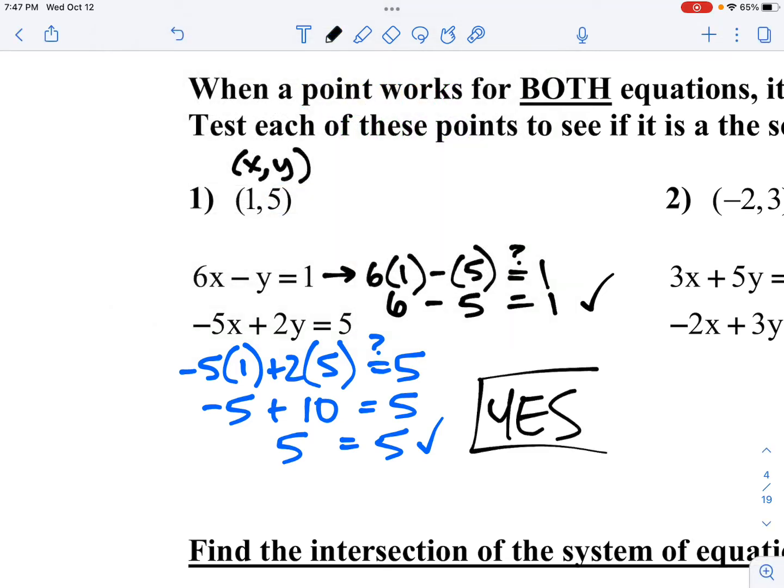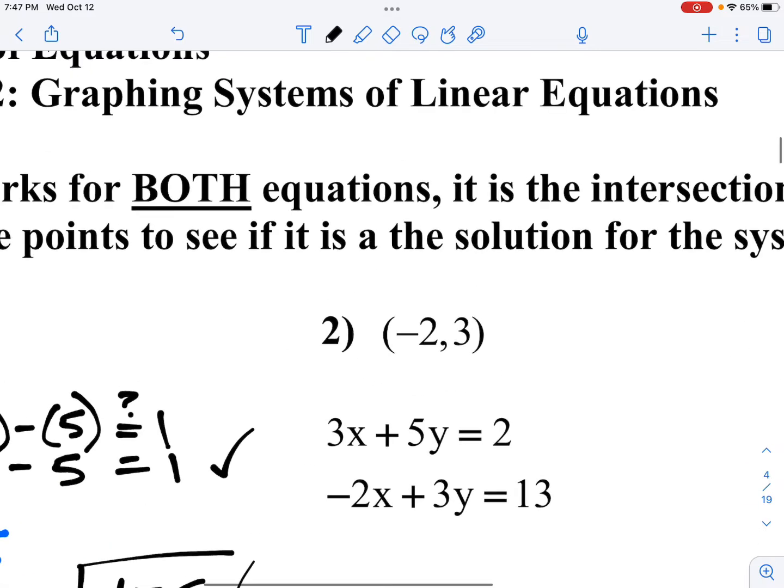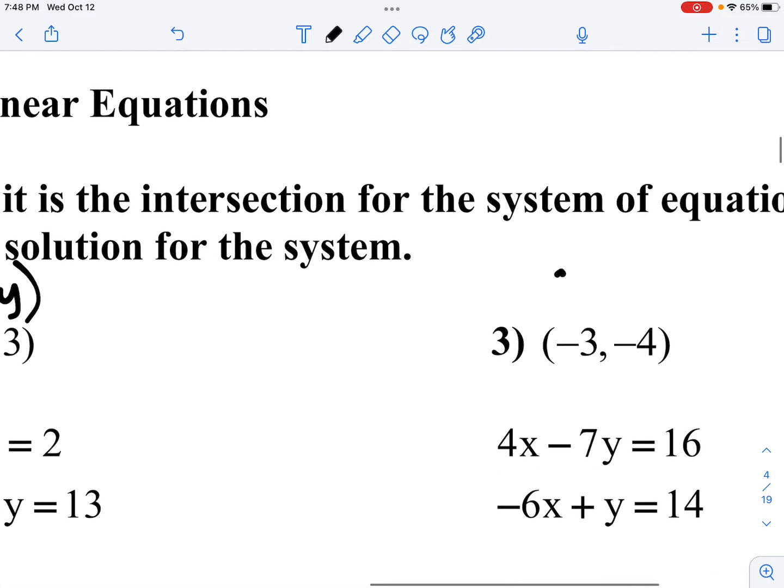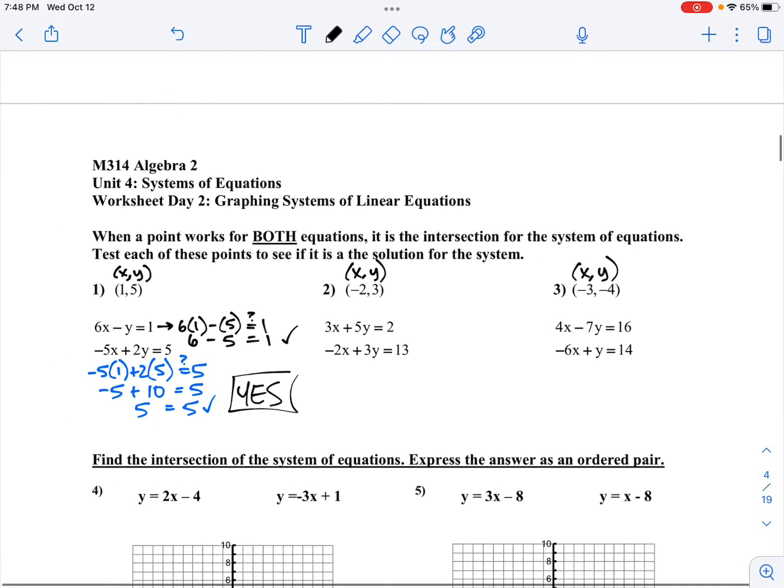So that's what you're going to do for the other two. Remember that this is x, comma, y. And this is x, comma, y. But you're going to plug in the x for the x value, the y for the y, and it has to work for both of them. So if it doesn't work for one of them, you're done. The answer is no. Okay?